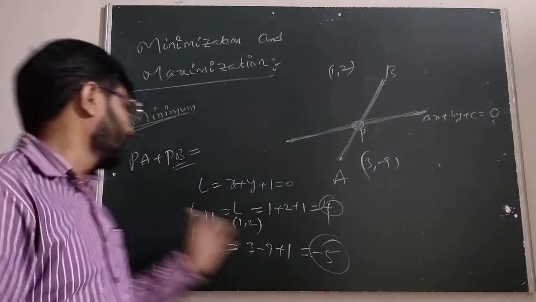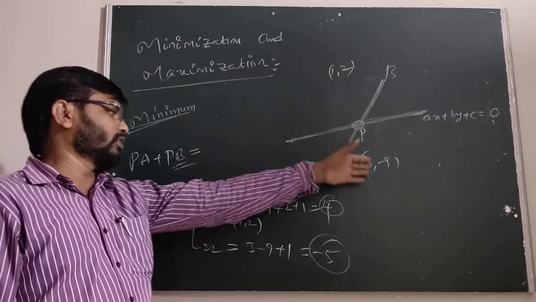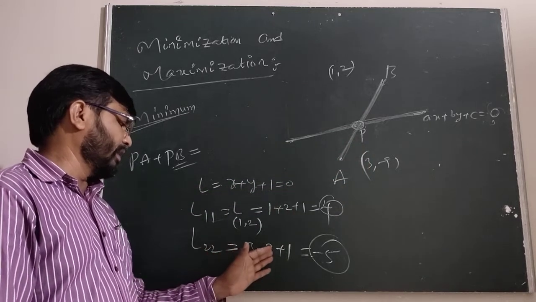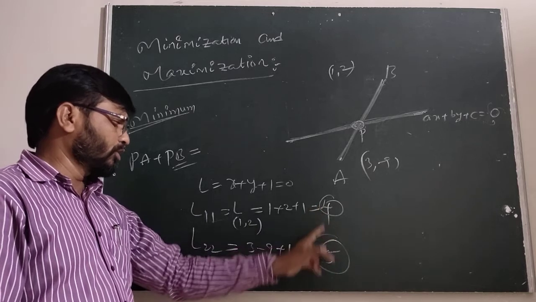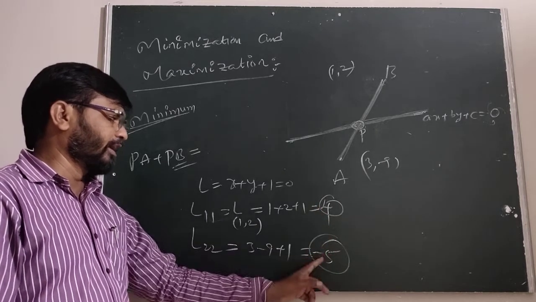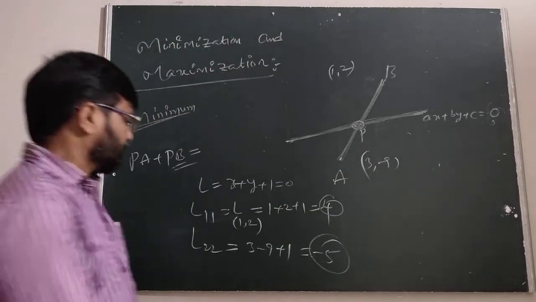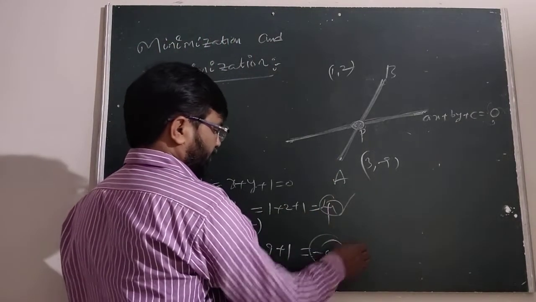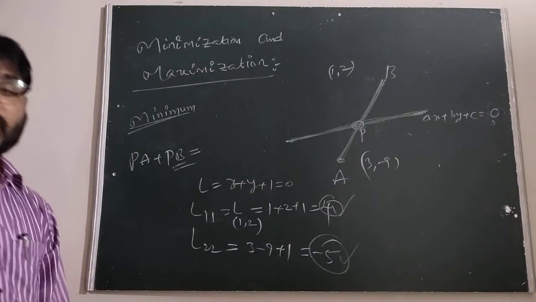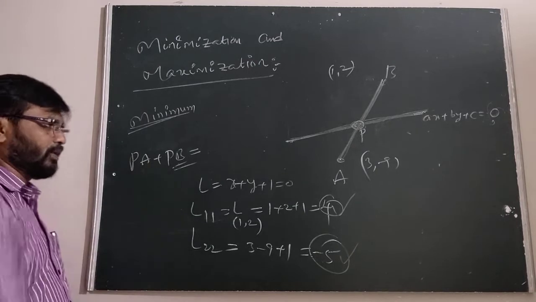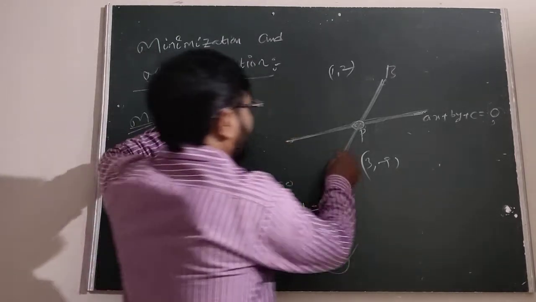They are L11, L22. First we substitute the point 1, 2. Next we substitute the point 3 comma minus 9. That value is 4, here minus 5. Suppose you get both positive or both negative, then the points lie on the same side of the line. But here L11 is positive, L22 is negative. Undoubtedly the points lie on either side of the line. Okay. How to find the minimum distance of PA plus PB? In this case, don't find the image. We have to directly find the distance AB.